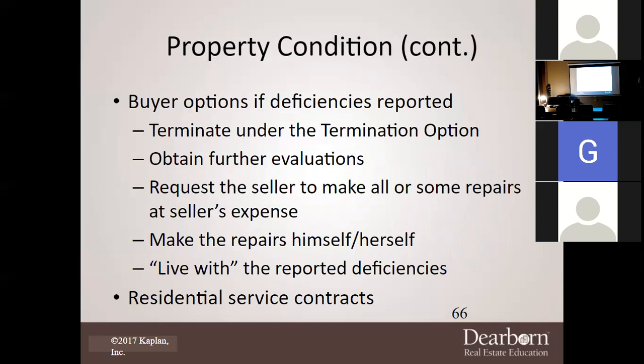The buyer does have the option, if deficiencies are reported, to: one, terminate under the termination option; obtain further evaluations; request the seller to make all or some repairs at the seller's expense; make the repairs himself or herself; or live with the reported deficiencies. Again, you can also have residential service contracts, which is a home warranty, to help mitigate some of these situations.